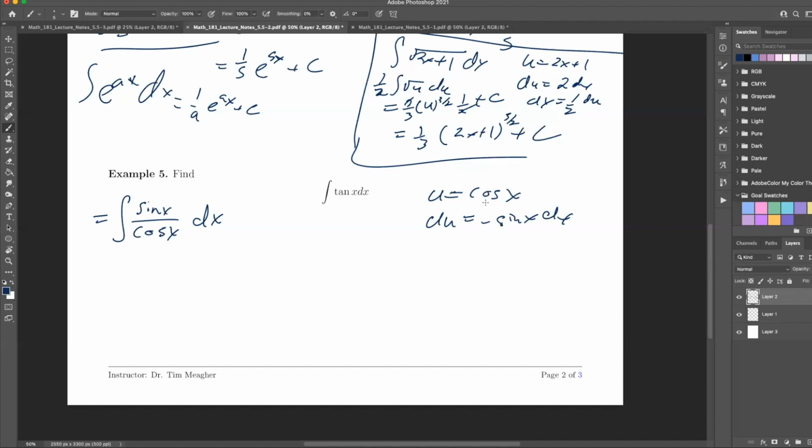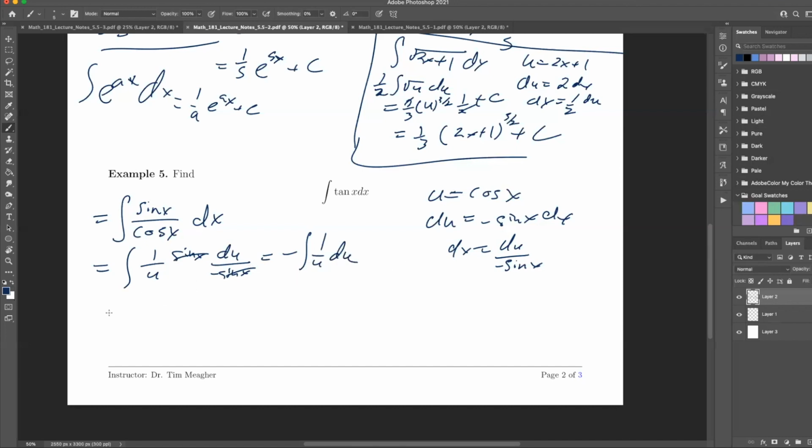This cleanly defines what I want. So here, if I plug this in, I'm going to write dx is equal to du over minus sine of x. So what do I get here? This becomes 1 over u times the sine of x over du over minus sine of x. So that cancels that. So I'll go ahead and pull out the negative 1. The integral of 1 over u du.